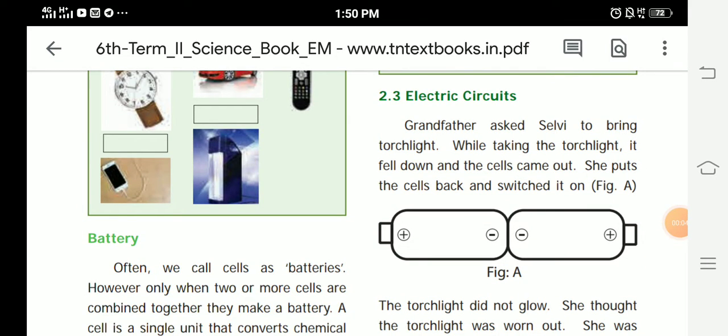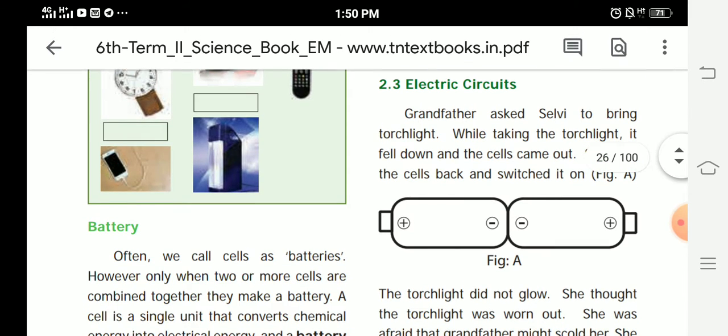Good evening, children. Welcome to our online class, Standard 6, Subject Science, Unit 2, Electricity. Yesterday, we stopped the lesson at the title Battery. Okay. Now we start 2.3 Electric Circuits.